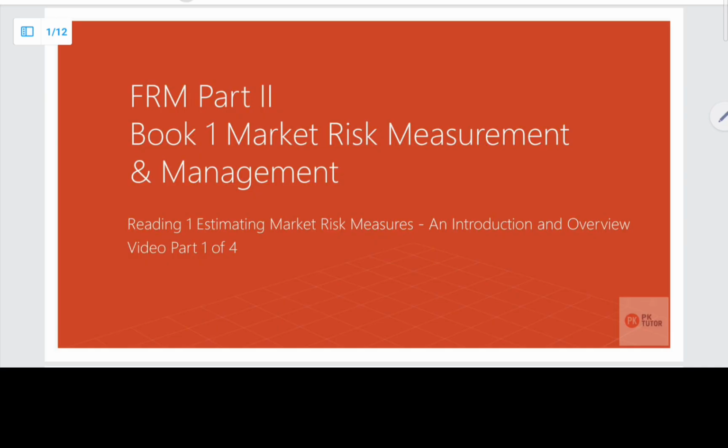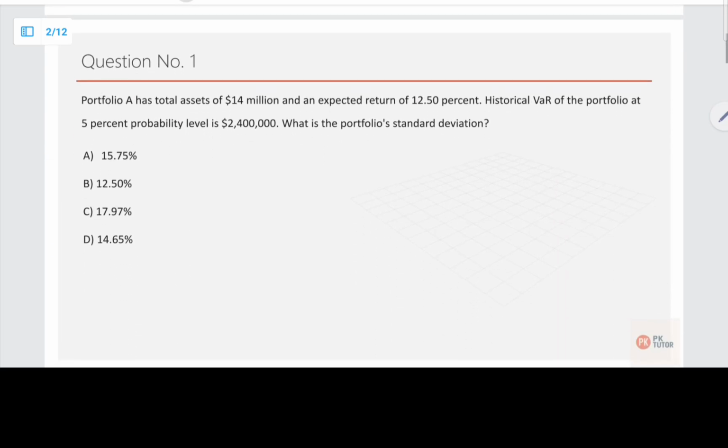So we are starting with Book 1, Market Risk Measurement and Management. This is reading 1, Estimating Market Risk Measures, an introduction and overview. So we'll start with the VaR calculations.